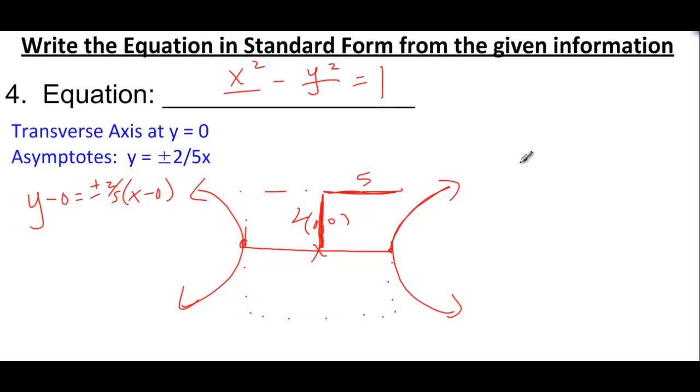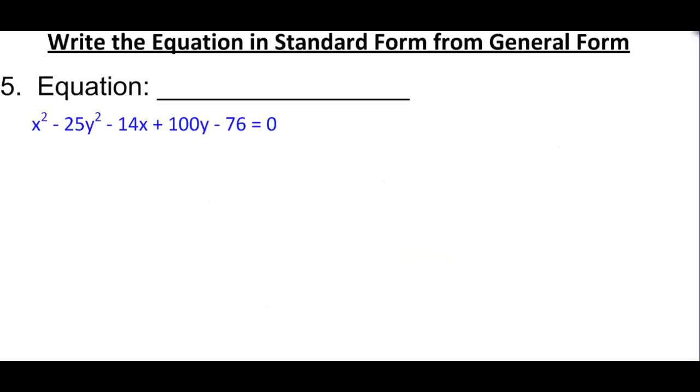Which means the a value is 5, and the b value is 2. So underneath my x should be 25, and underneath my y should be 4. Now in the chapter review you will see some more difficult problems like this where I give you some different information, but for our homework and what we're doing at the very beginning, this is the kind of problem you're going to see.